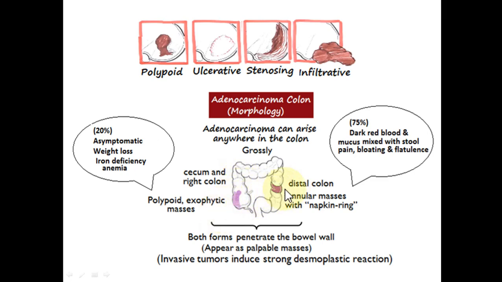Whatsoever, both these morphological forms penetrate the bowel wall from the mucosa to transmural involvement of the large intestinal wall, and when they become enlarged, they can be palpated. Because as I told you, invasive tumors induce a strong desmoplastic reaction. By desmoplastic reaction, we mean excessive formation of the connective tissue. So they form hard masses that can be palpated.